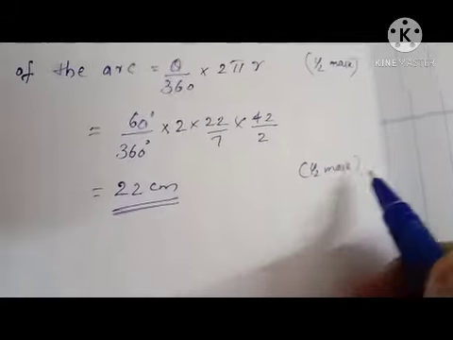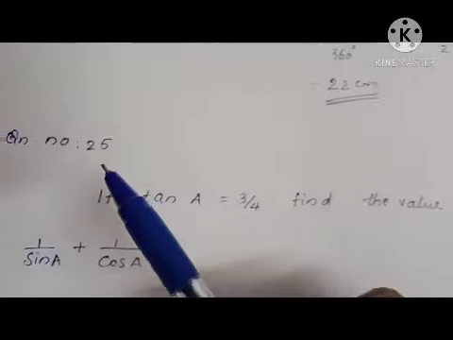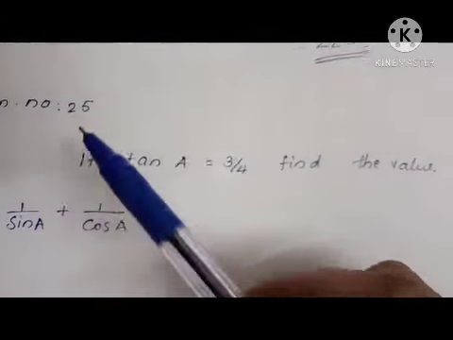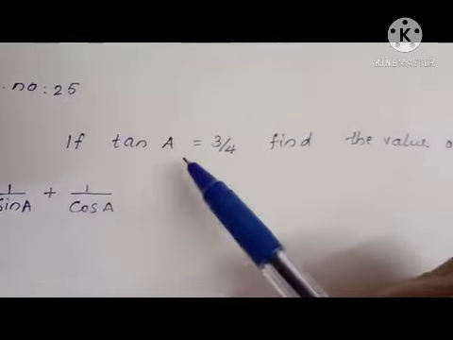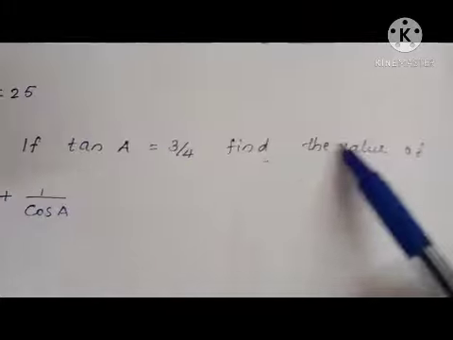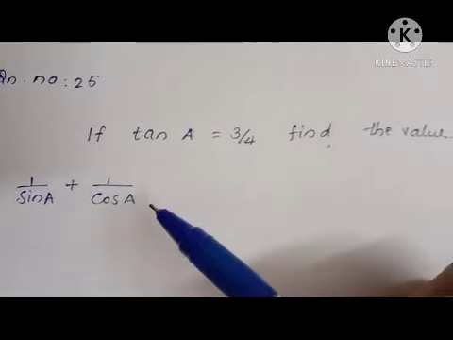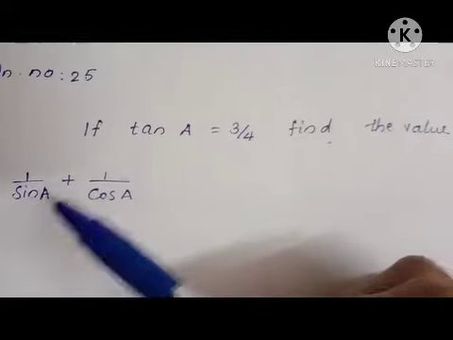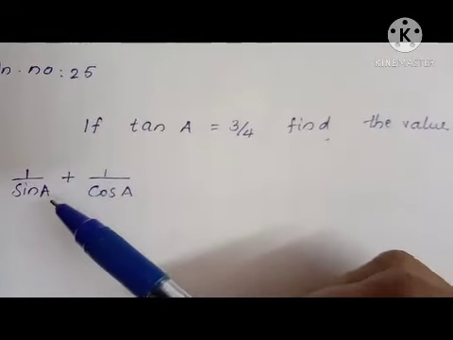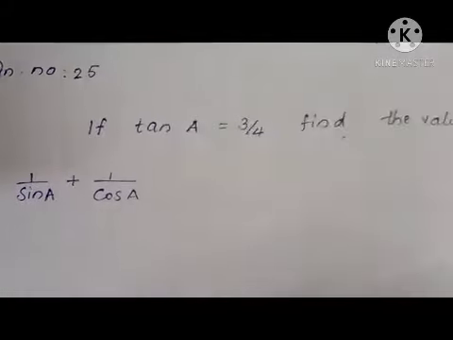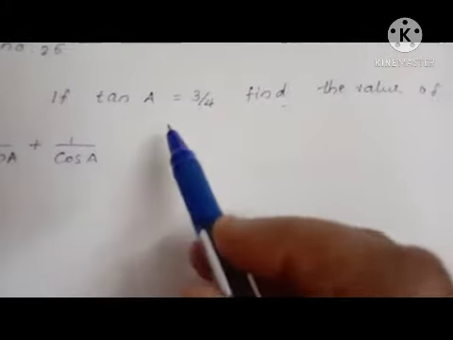Okay. The next question is question number 25. It has an OR question too. So question number 25 is, if tan A is 3 by 4, find the value of 1 by sin A plus 1 by cos A. Tan A is given, then we have to find 1 by sin A plus 1 by cos A. It is a 2 mark question.